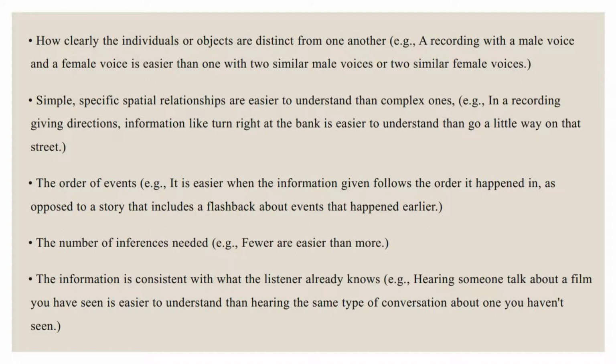For example, you have 2 participants in your dialogue and one is male and the other is female. It is easy for a student to understand, but if there are 2-3 males and 2-3 females, then it is difficult. The third factor, he says, is that simple specific spatial relationships are easier to understand than complex ones. In giving directions, information like turn right at the bank is easier to understand than go a little way on that street. The order of events also has an impact.